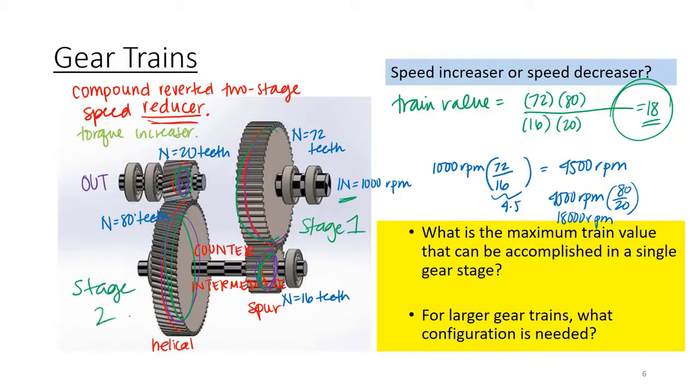But pretty arbitrary terminology. I want you to maybe pause the video and do a little reading and see if you can determine what is the maximum train value that can be accomplished in a single gear stage. So it's not good practice to have more than a certain train value in a single stage. So that's what I'm asking you to see if you can figure out. There are limits. So for larger gear trains, what configuration is needed?